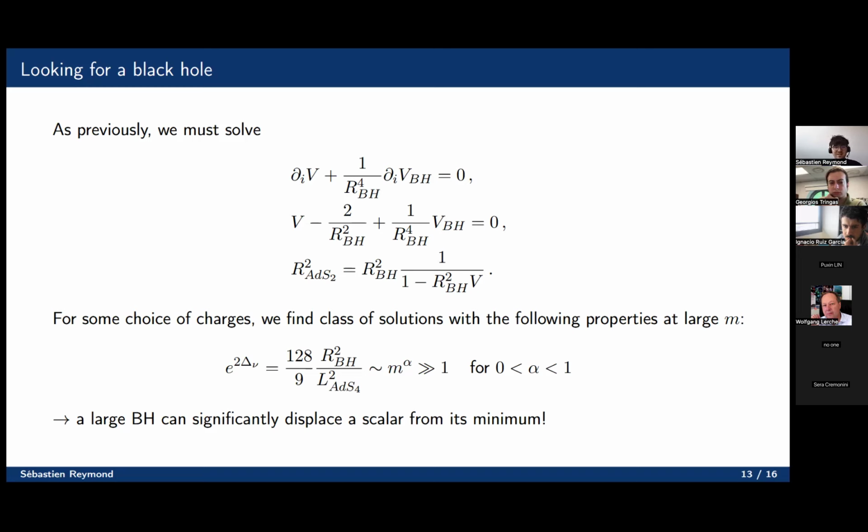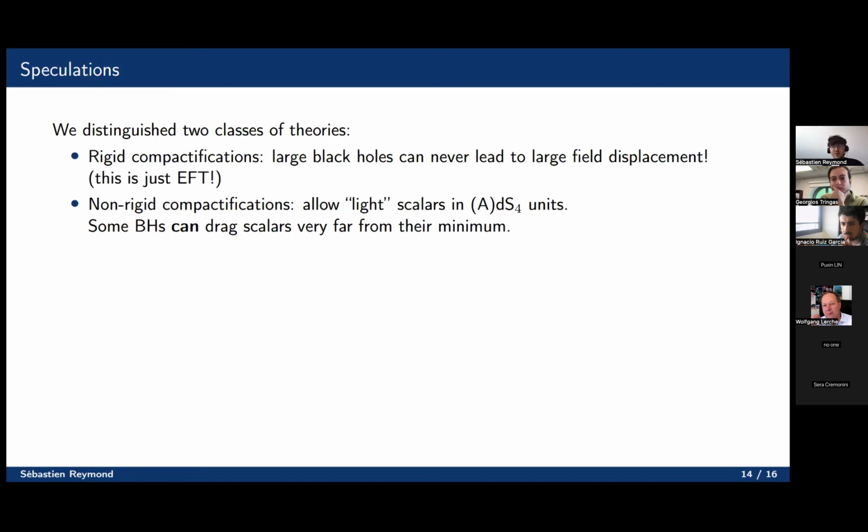This actually is the kind of black holes that Bushin was talking about before, the black holes that are larger than the AdS4 scale. Okay, very good. So we have an example of such a thing in top-down models that realizes the behavior that happened in moduli-unstabilized scenarios. So how do we think about this? Well, we distinguished two classes of theories: the rigid compactifications, where large black holes can never lead to large field displacements from an EFT point of view, and non-rigid compactifications, where you allow light scalars in AdS4 units, and in this context, some black holes can drag scalars very far from their minimum.